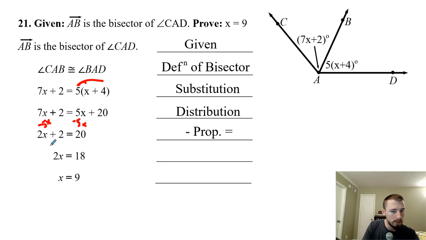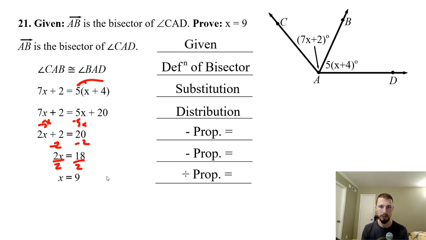Then on the next one, it looks like we're subtracting 2 from both sides. So again, subtraction property of equality. Then the last one, we're dividing both sides by 2, which is the division property of equality. So you'll notice it's a lot of the same stuff over and over again. Just trying to make sure you guys remember this stuff.